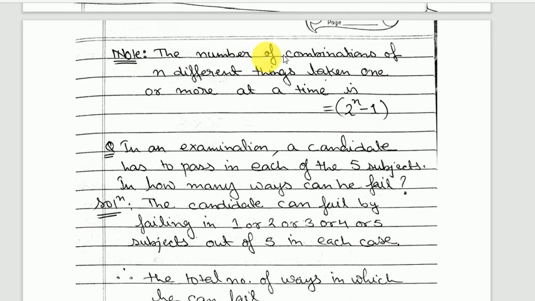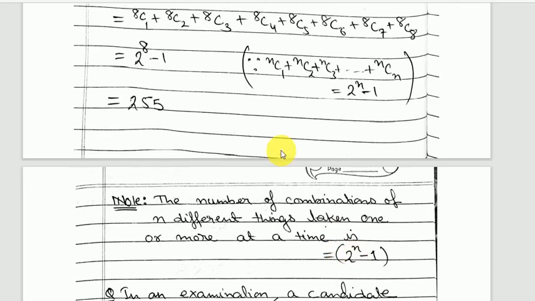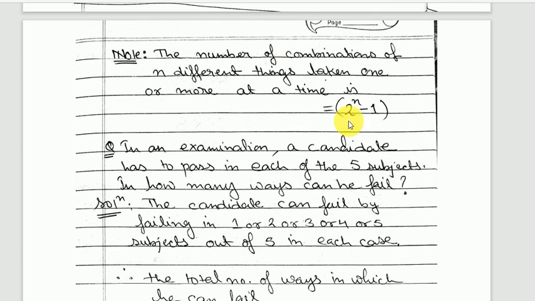So note down: the number of combinations of n different things taken one or more at a time is given by this. You could have directly used this formula for this question, because here you knew that there are 8 different friends, and they are selected one or more at a time. So straight away you could have used 2 to the power 8 minus 1. So this is also one result: the number of combinations of n different things taken one or more at a time is given by this.